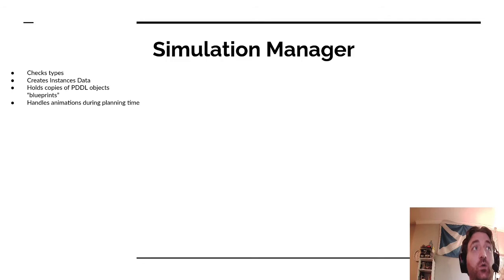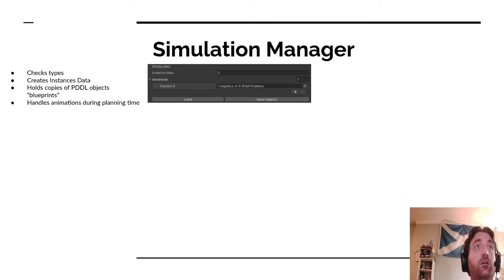It handles type checking of the domain file. It creates the instance data, for example, all the actions encoded inside Unity from the domain file. It holds copies of PDDL object blueprints, which are called simulation objects, and it handles all the animation during planning time. So this is the main UI of the simulation manager. We have the problem instances.